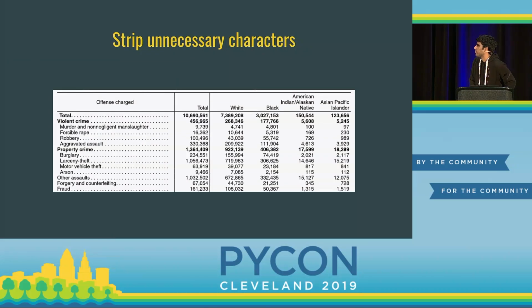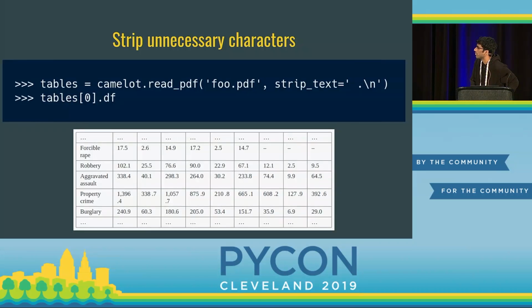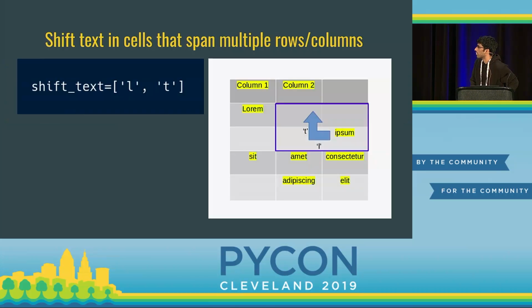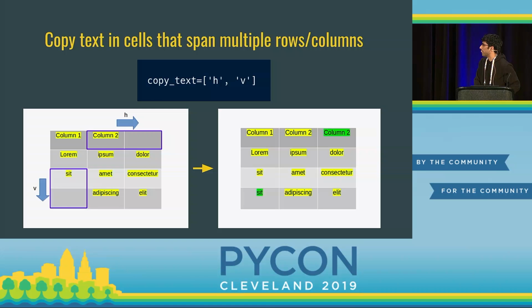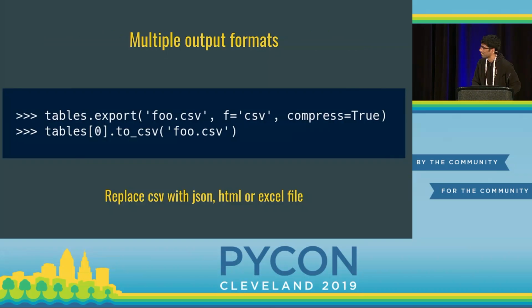You can strip unnecessary characters, like those dots aren't really required in the text that is inside that PDF. You can just use strip text and pass in the characters that you want to strip, and you'll get a very nice table out of it. Then you can shift text in spanning cells. Then you can also copy text in spanning cells because, yeah, it's just a nice feature to have.